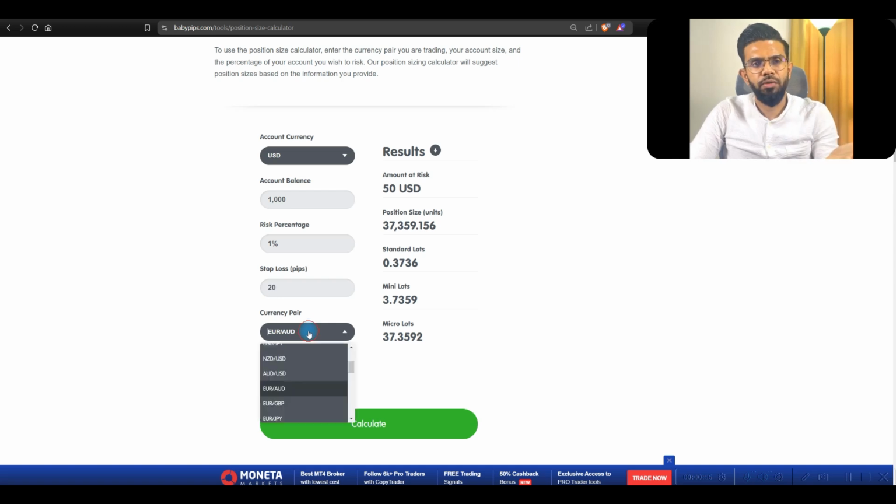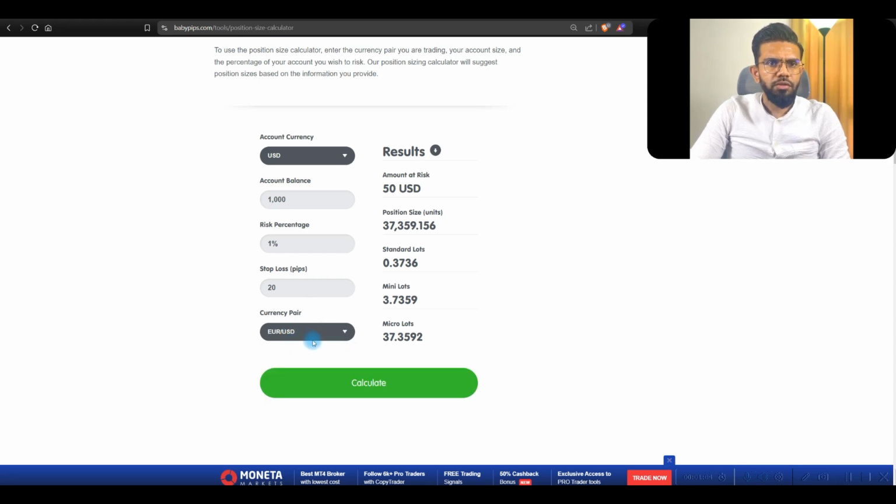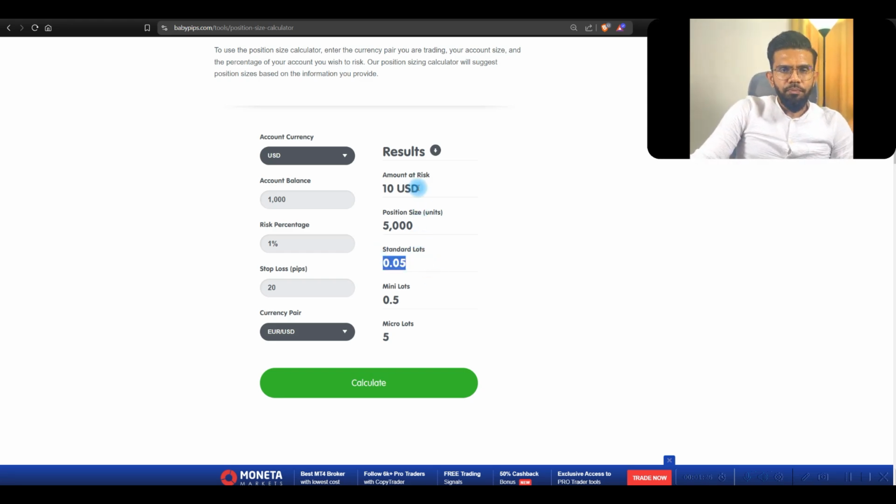And the currency pair you're trading, you can choose from here. All the currency pairs will be here. Just to make things easy, let's calculate for EUR/USD. Just hit calculate. When you calculate for this 1%, your lot size is 0.05. Always go for your standard lot size because that's what most brokers use. If you're using a cent account or anything, then you can go for that, but you also need to check your position size. So the position size is 0.05 for your standard lot, and the amount you will lose is only $10.